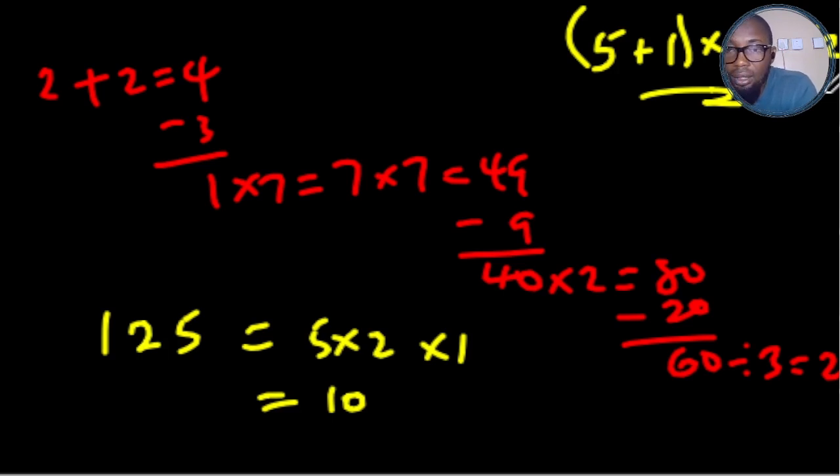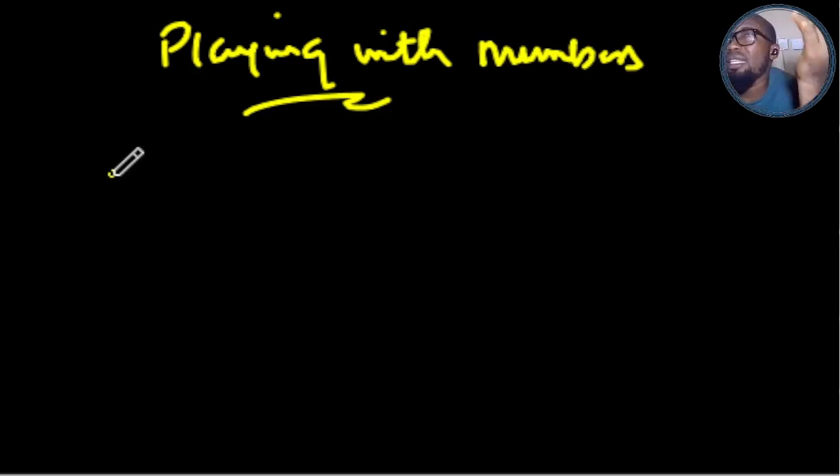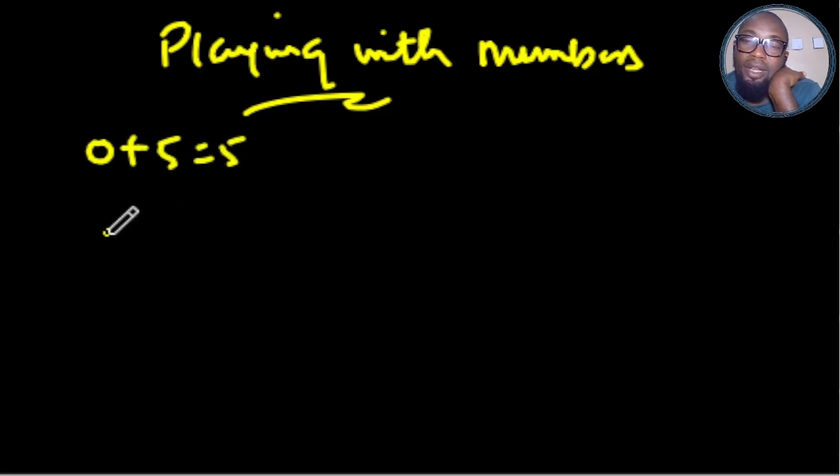Sometimes we also play with numbers by saying, okay, let's try, for example, playing with numbers. It's also related to patterns. I could say, okay, give me all the numbers that sum up to 5. All the numbers that sum up to 5. And the person is like, okay, 0 and 5. Yes, gives you 5.